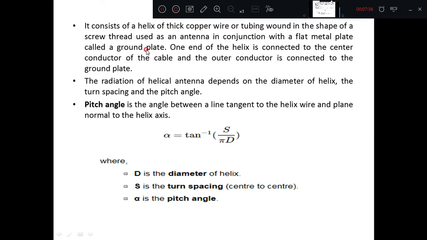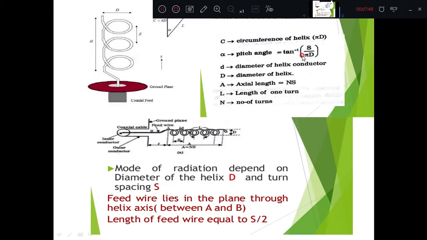So what is the ground plate made up of? A flat metal plate. One end of the helix is connected to the center conductor of the cable, right? And the outer conductor is connected to the ground plate, right? So here the outer conductor is connected to what? This is the ground plane, right? And the inner conductor is connected to what? It is a wire, copper wire.